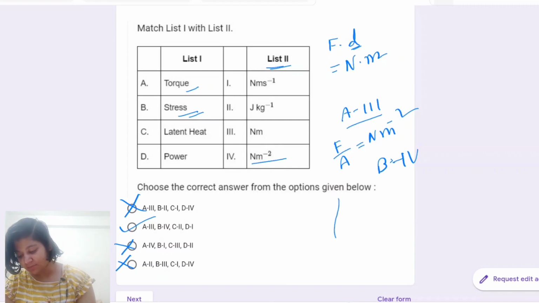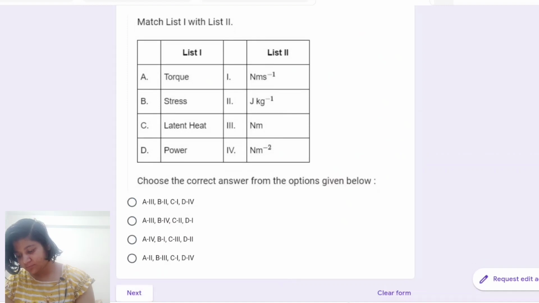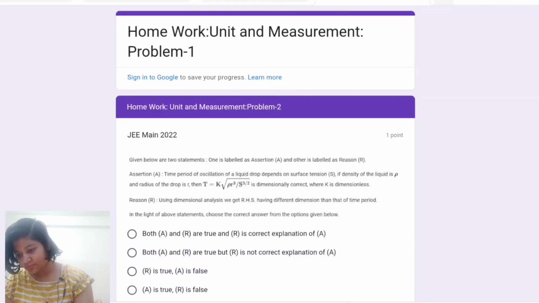Moving on to the next problem. Given below are two statements. One is assertion and the other one is reason. So what is the assertion? Time period of oscillation of a liquid drop depends on the surface tension. If the density of the liquid is rho and the radius of the drop is r, it is given. So this is dimensionally correct. K is given as a dimensionless constant.